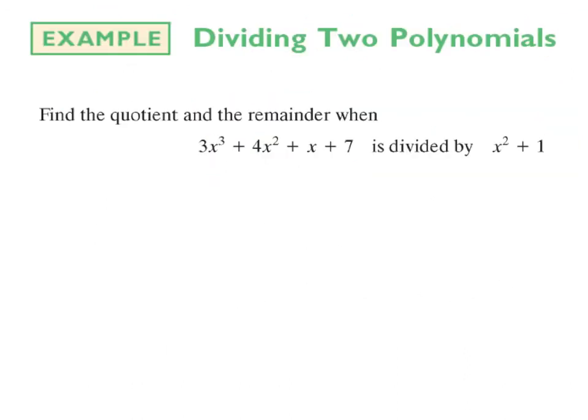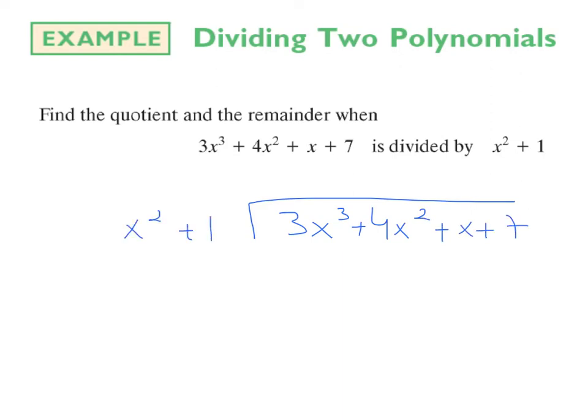Right, so now we're going to talk about dividing two polynomials. We're going to find the quotient and the remainder when 3x cubed plus 4x squared plus x plus 7 is divided by x squared plus 1. We're just going to use long division here. So we have 3x cubed plus 4x squared plus x plus 7 over x squared plus 1. We take the first term: 3x cubed over x squared is 3x.